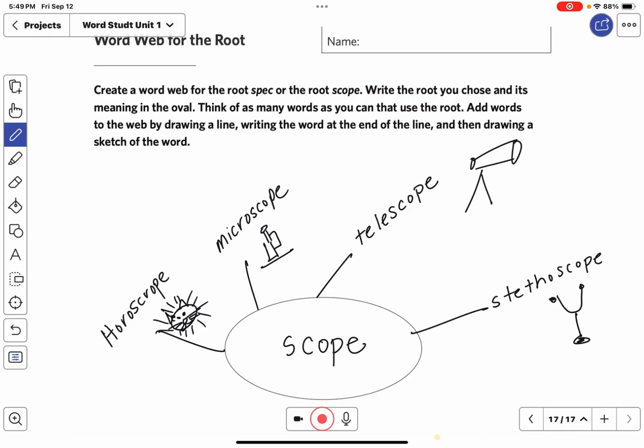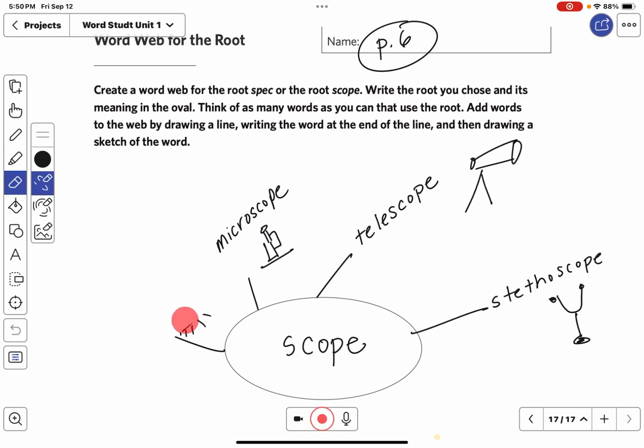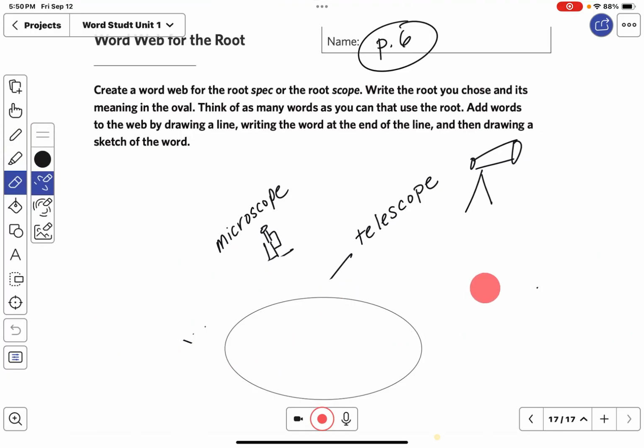If you know your astrological sign, or if you know something that relates to your word, it doesn't have to be the exact meaning of it. And so what I'm doing is I'm thinking of words that have that root in it. You all are going to do this on page 6 in your word study journal, but you all are going to do it with the root spect.